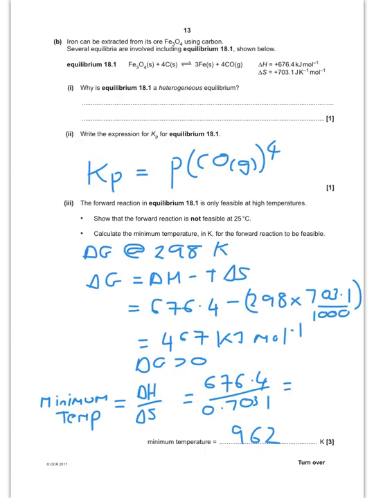Okay, so why is equilibrium 1 a heterogeneous equilibrium? Well, hopefully you can see you've got the species in different states. You've got 3 things in the solid state and 1 in the gaseous state. So write an expression for Kp. Kp, it's really important that, as you know, and also for Kc, solids aren't included, so you can ignore that, and that. So it just becomes the partial pressure of carbon monoxide to the power of 4.